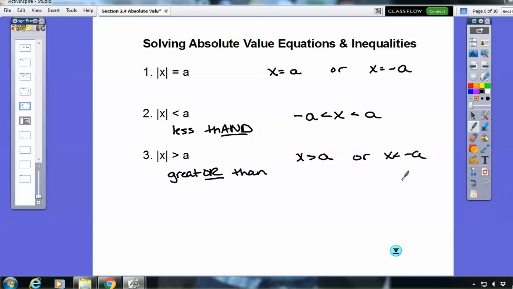So I would write these three things down. That's what we're going to be using to solve the rest of the problems today. If it's an equal to, you set it equal to positive and negative. If it's a less than, that's and, so you make one big inequality. If it's greater than, that's or, so you do two separate ones and solve from there. The key to all of these is you have to first make sure you have isolated the absolute value. It only works if the absolute value is by itself when you begin.